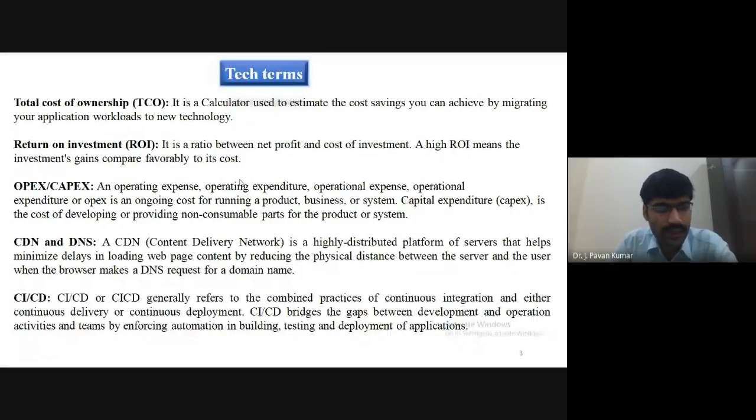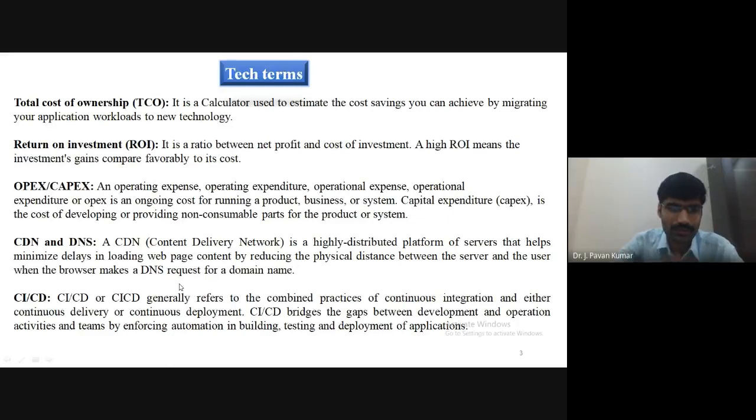Next, CI/CD. This refers to the combined practices of continuous integration and continuous delivery or continuous deployment. This bridges the gaps between development and operation activities and teams by enforcing automation in building, testing, and deployment of applications.